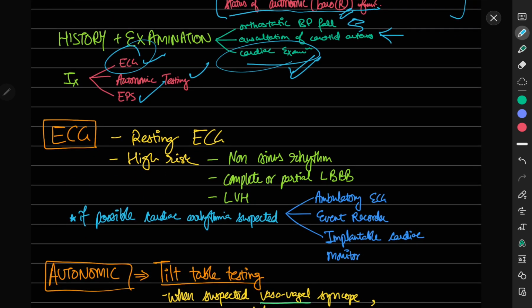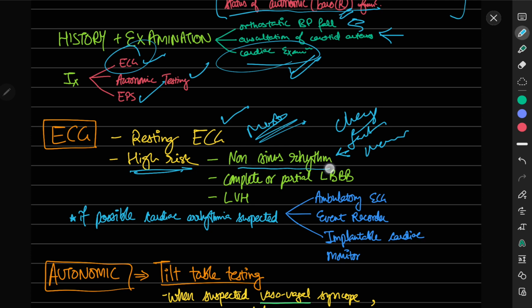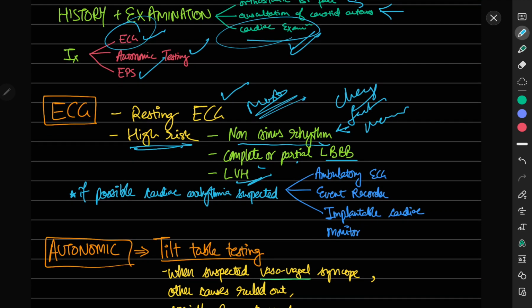ECG is a must-have in all patients. It is cheap, fast, non-invasive. A resting ECG is required, and in high-risk patients, for example, if we have a non-sinus rhythm or a left bundle branch block, complete or partial, or features suggestive of a left ventricular hypertrophy, then we have to go for further workup.